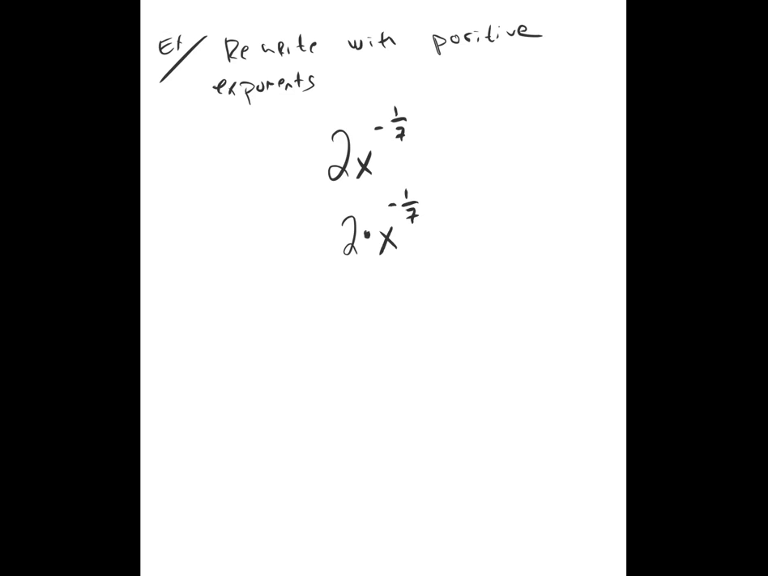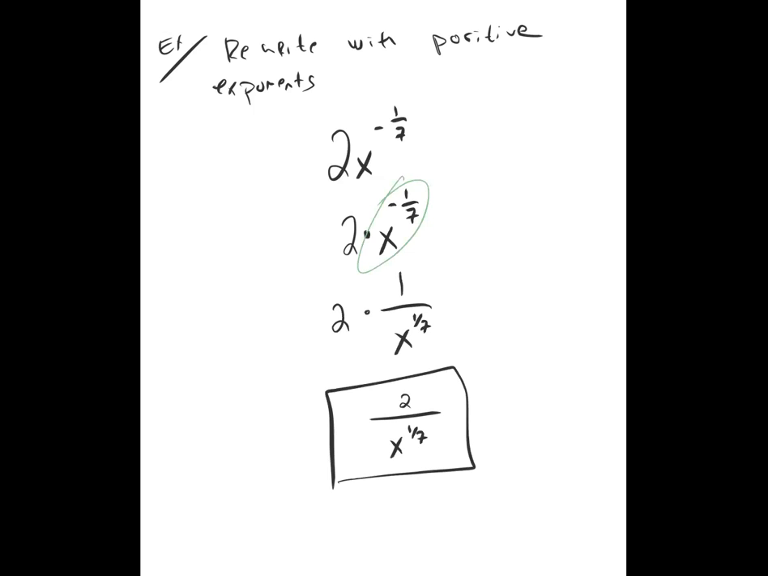Now from there, we can apply the negative exponents rule. All right, we have a negative exponent, so we rewrite that as 1 over x to the power of 1 over 7 times 2. Now we can go ahead and put this back together, right? And this is just really 2 over x to the power of 1 over 7. Any questions with this example?